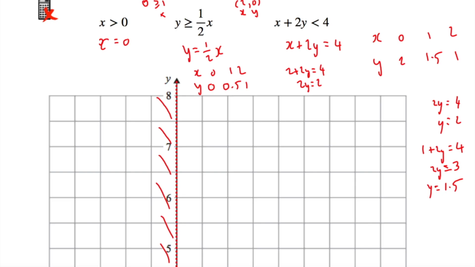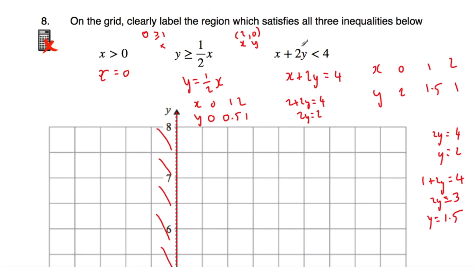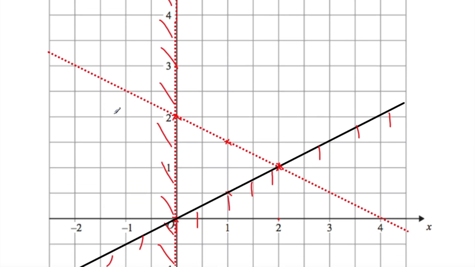Now we want to find out what region to accept, so let's choose a point that's not on the line. And I'm going to choose the origin, the point (0, 0). So let's go back up to our inequality here, and we're going to choose the point (0, 0). So x is 0 and y is 0, and let's substitute them in. So 0 plus 2 times 0 is less than 4, and we've got 0 is less than 4. Yes, 0 is less than 4, so that works. So the origin is on the side of the line that we want to accept. So we're accepting below that dashed line, but we're going to reject above it. So let's reject above it.